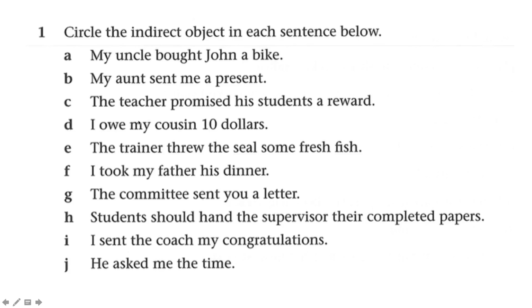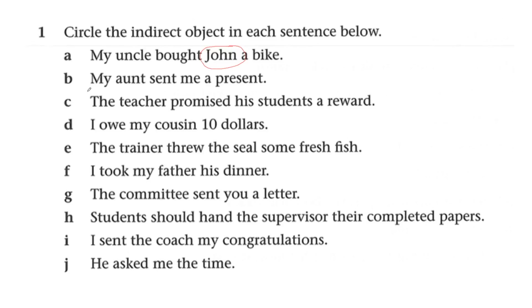When you have a look at these activities, you have to see if you can perform the same sort of analysis. Circle the indirect object in each of the sentences below. For the first one, my uncle bought John a bike. We know that the verb is bought. My uncle would be the subject. Bought what? A bike would be the object. Who was the bike bought for? John. John therefore becomes our indirect object in that sentence.